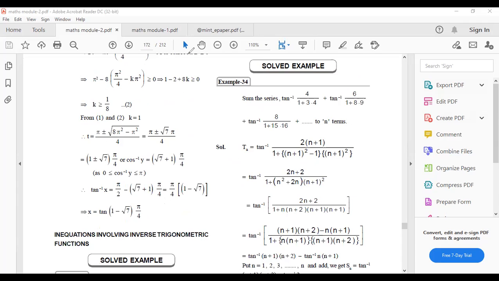Straight away, you can put k equal to 1 and use this formula method: (−b ± √(b² − 4ac)) / 2a. You will get two values for cos inverse y. As cos inverse y lies between 0 and π, check which value to consider and which to neglect. And accordingly, you will get the value for tan inverse x, and therefore, you will get the value for x.